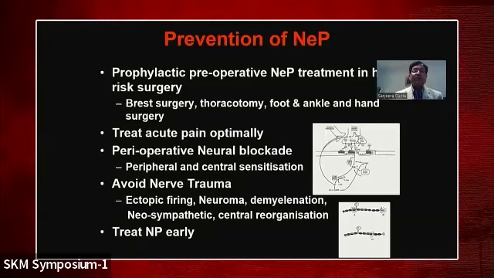Prevention of neuropathic pain is equally important. Prophylactic preoperative neuropathic treatment in some high-risk surgeries like breast surgery, thoracic surgery, foot and ankle and hand surgery has some evidence. Treat acute pain optimally. Perioperative neural blockade can be very helpful. Avoid nerve trauma. I think this is the most important thing. And if at all neuropathic pain occurs, treat early.